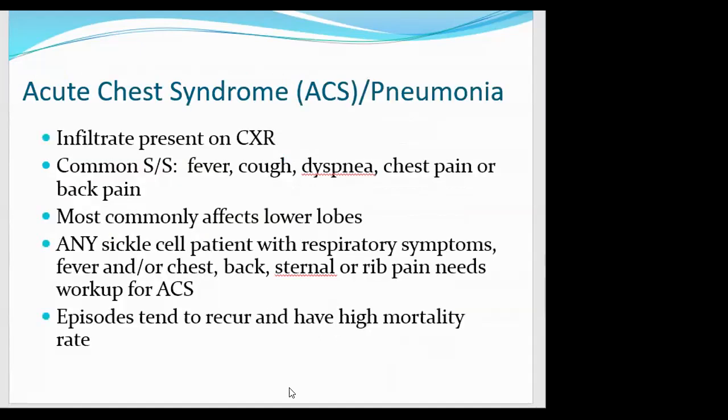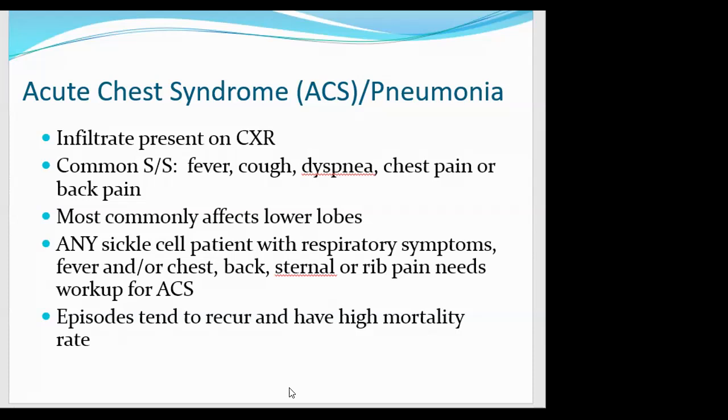Acute chest syndrome or pneumonia. So this you're going to see on the chest X-ray: infiltrates. Common signs and symptoms: you're going to have the fever, the cough, difficulty breathing, chest pain, back pain. This is any patient with sickle cell disease with a fever and bad respiratory symptoms. You want to get them in, do a chest X-ray, and look for these infiltrates. More than likely, this patient has some form of pneumonia or chest syndrome, which is already bad.